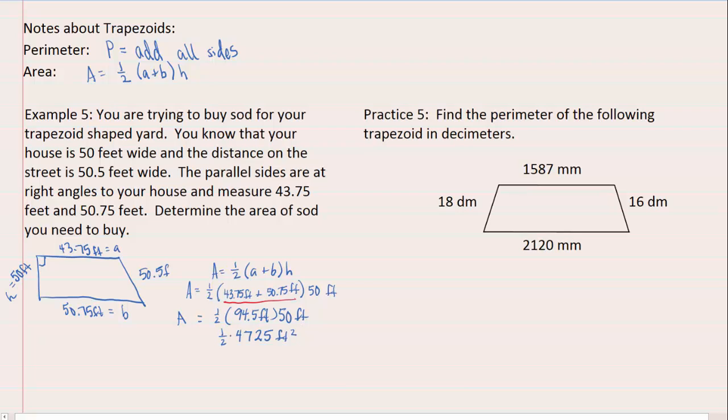We still need to multiply this by 1/2, or essentially divide it by 2. This will give us an area that is equal to 2,362.5 feet squared. That is the area of sod we would need to purchase. Now try practice problem 5 on your own, remembering to pause while you work the problem out.